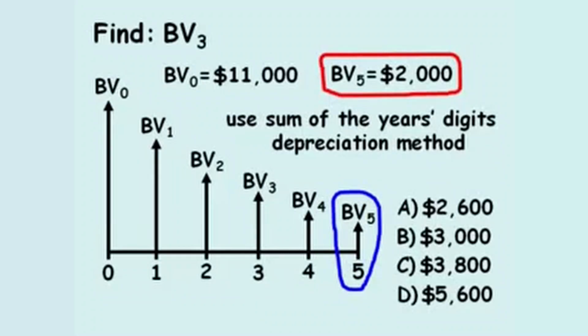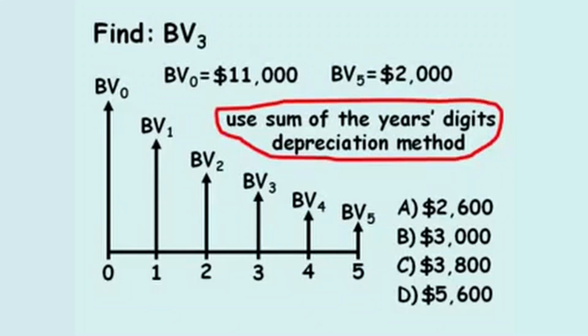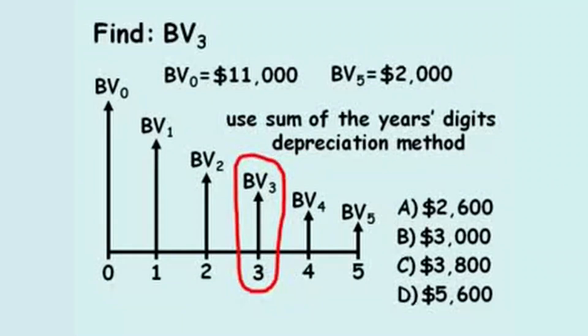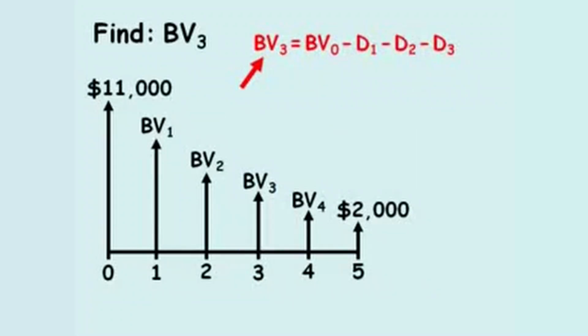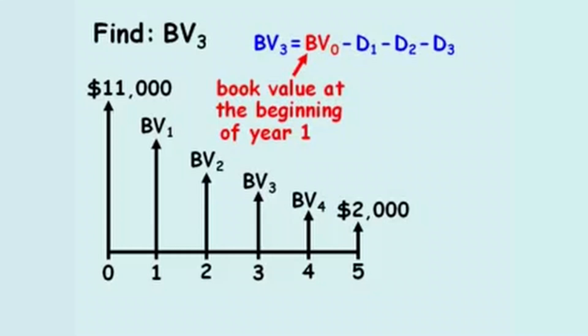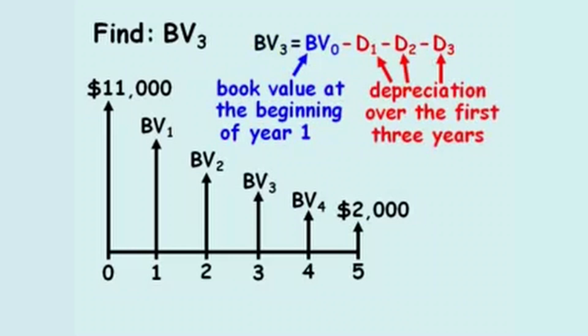The problem states to use the sum of the year's digits depreciation method. In this problem, we're asked to find the book value at the end of year 3, BV3. The book value at the end of year 3 equals the book value at the beginning of year 1 minus the depreciation of the asset over the first 3 years of the asset's life. We already know the initial book value of the asset equals $11,000. Therefore, we just need to compute the depreciation values D1, D2, and D3.